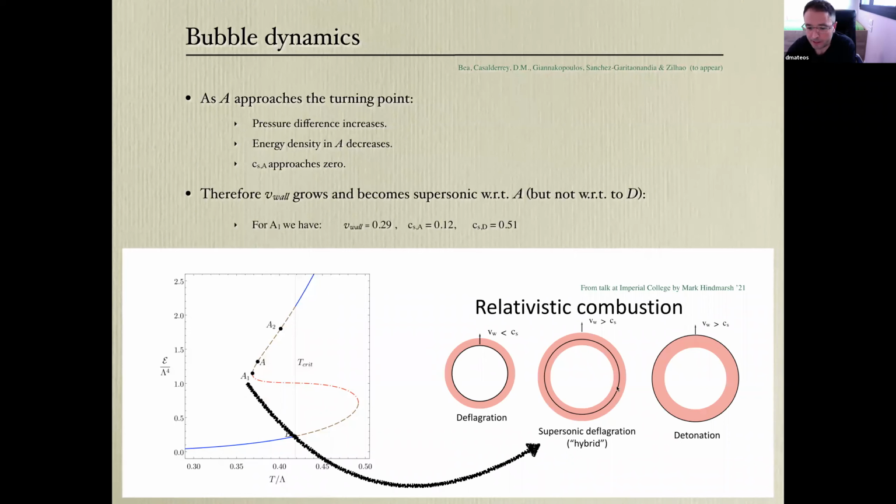So in this case, what you get is a supersonic deflagration, because even though the speed of the wall here, 0.29, is bigger than the speed of sound in A, which is right ahead of the wall. Sorry, the speed of sound asymptotically ahead of the wall. In the region D, in between the wall and A, the speed of sound is still bigger than the speed of the wall. Okay?